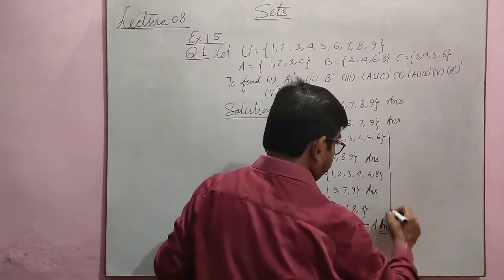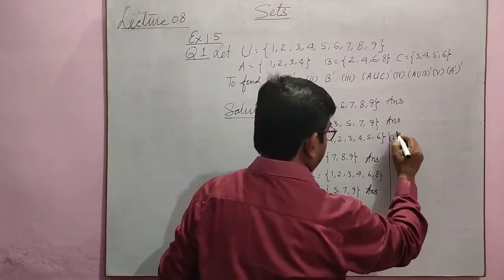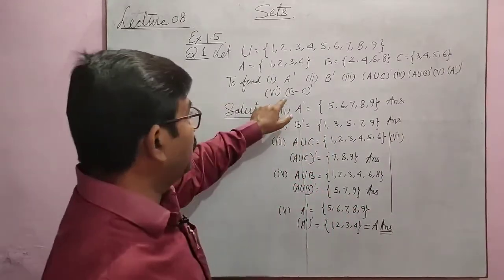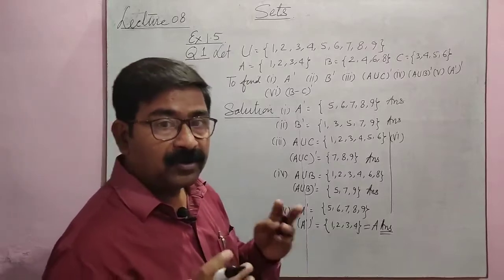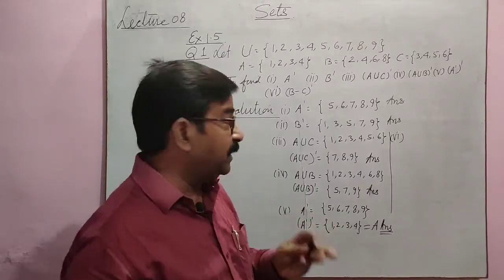Now the sixth part, we have to find the complement of B minus C. So first we have to find B minus C.